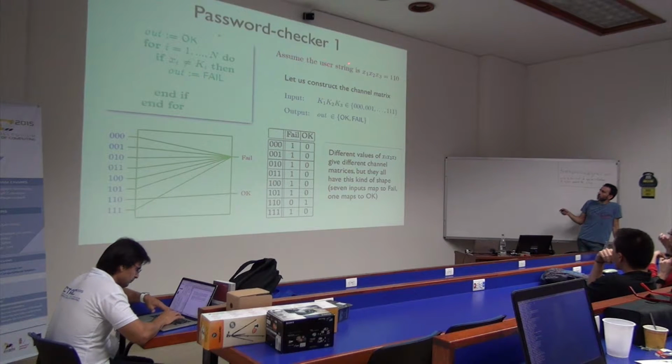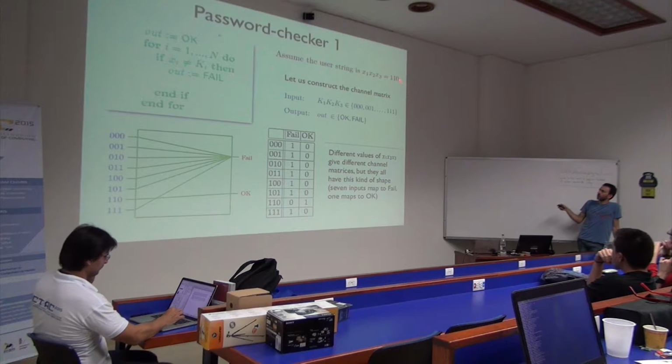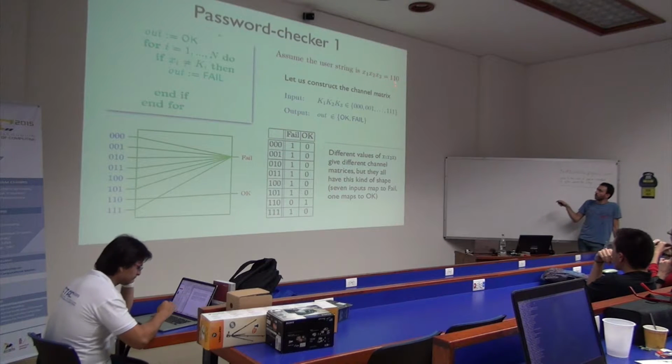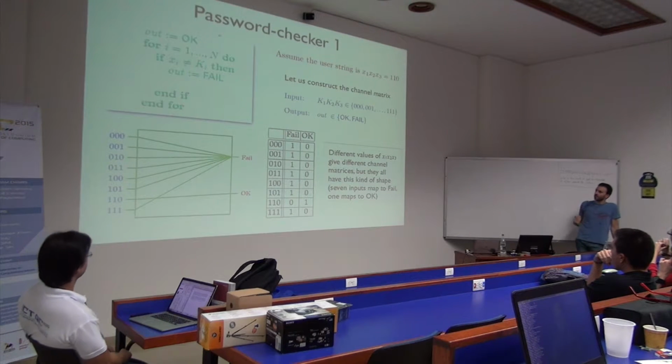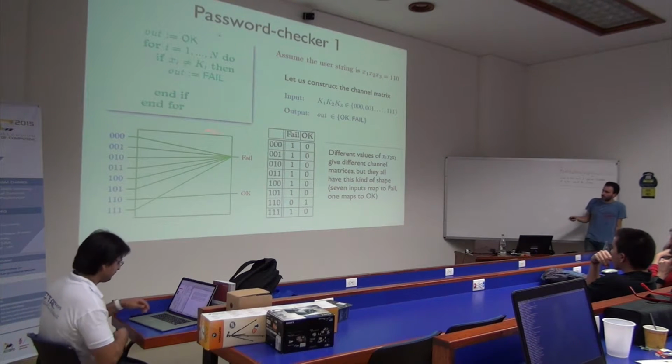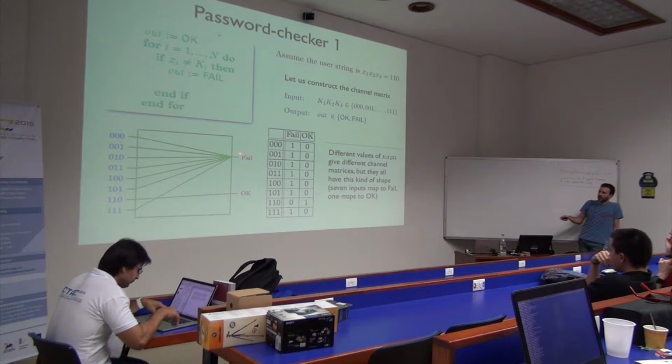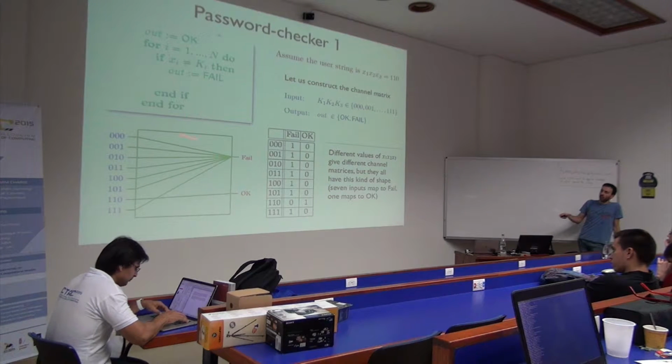And let's assume also that the user string is this one. So this is what the user entered: 110, and he let the system go. So what's going to happen? The system has 2 observations, OK and fail. For 7 out of 8 of the possible passwords, the program is going to output fail, and just 1 password is going to output OK.